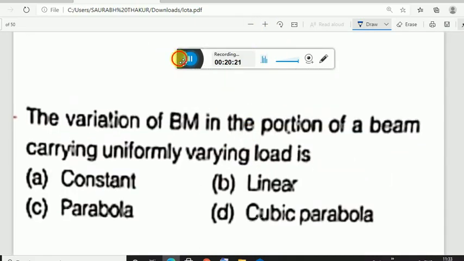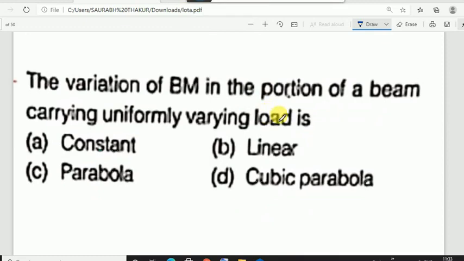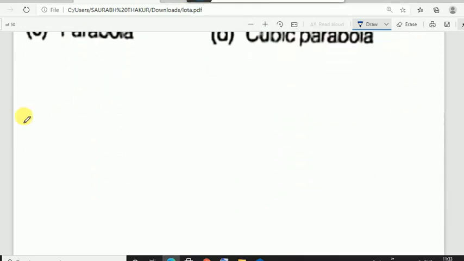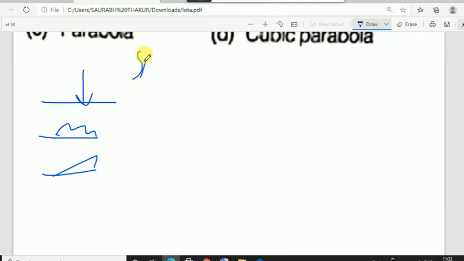Variation of bending moment in the portion of a beam carrying uniformly varying load. Again, what you have to do, you just have to do it first. Concentrated load, UDL, varying load. SFD would be 0 degree, 1 degree, 2 degree. BMD would be 1 degree, 2 degree and 3 degree.